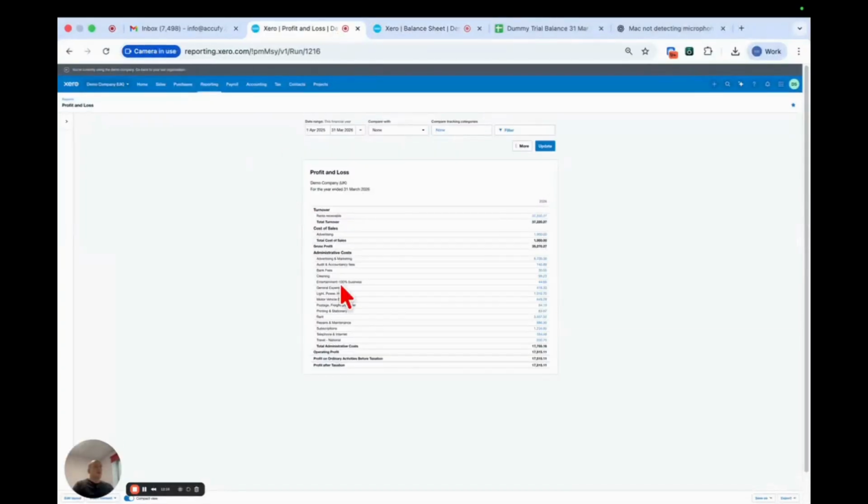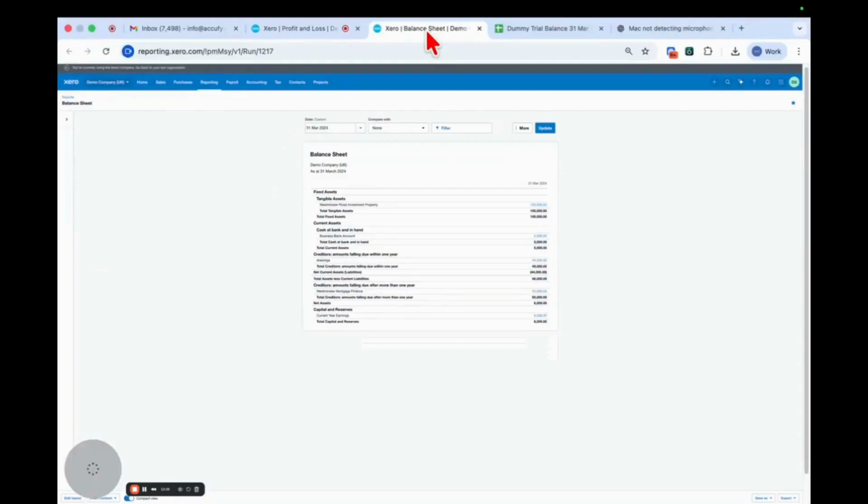I'm going over to the profit and loss. Yeah, we can confirm that's all in there. Sorry, one last thing to check in the balance sheet. I didn't talk about it, you've got drawings there. So that's going to be that balancing figure I talked about.